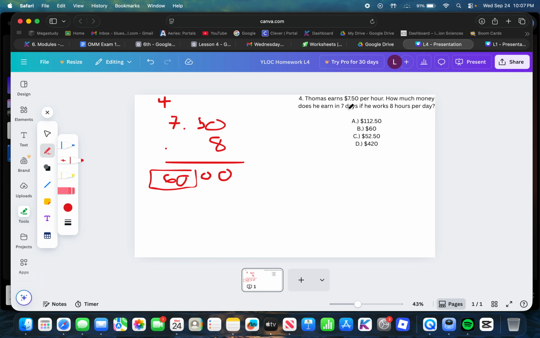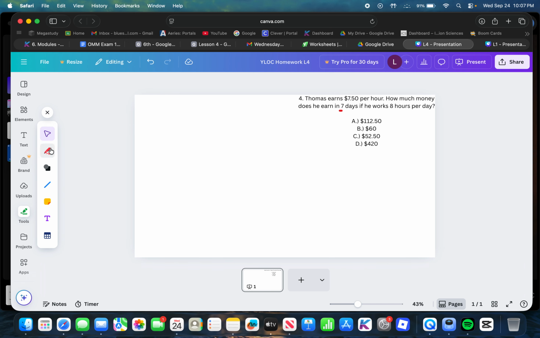Now it's asking for 7 days. So what I want to do, because 60 is 1 day, multiply by 7 for a whole week. So 6 times 7 is 42. So here, number 4, you should end up as D. And remember, if you don't know, you can always double check by doing the opposite. What we did here was multiplication. So if you're doing the opposite, what you want to do is division.